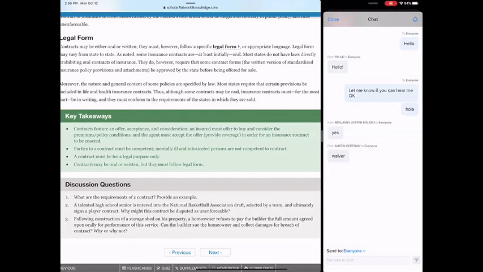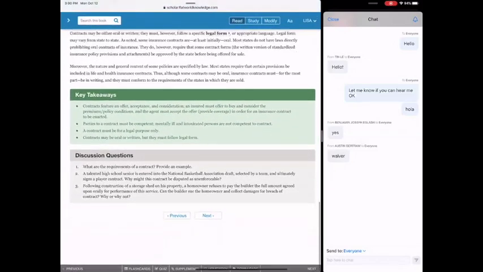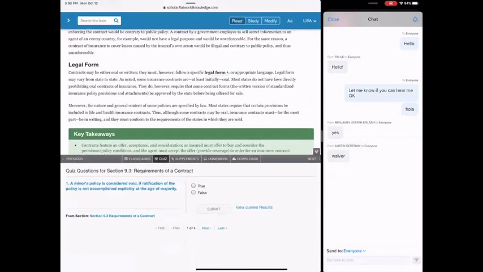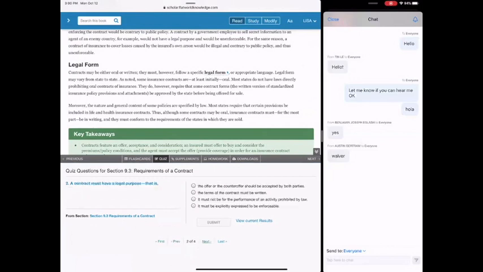In general, though, if there was some agreement that there would be payment, you could absolutely sue and possibly collect damages for breach of contract. But it's not specific to insurance. And I think maybe some of these quiz questions will help drive some of these home. Oh, there's only 4. See, the section's pretty straightforward.